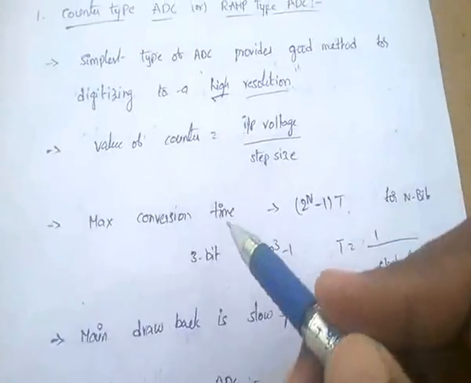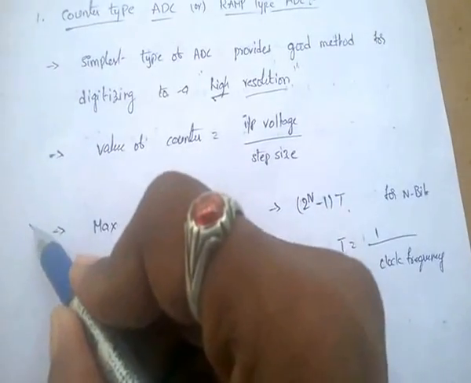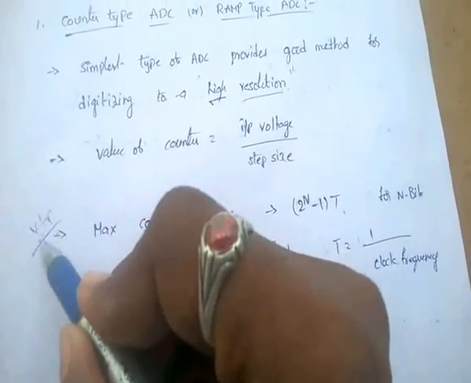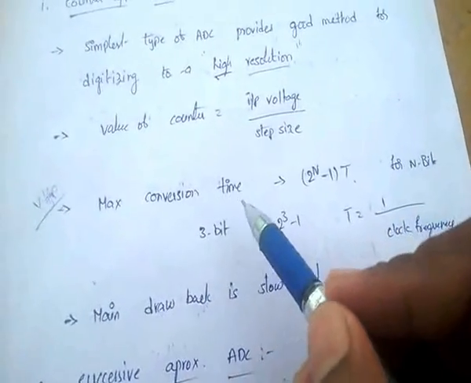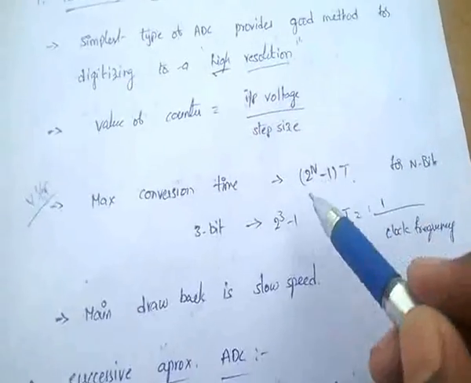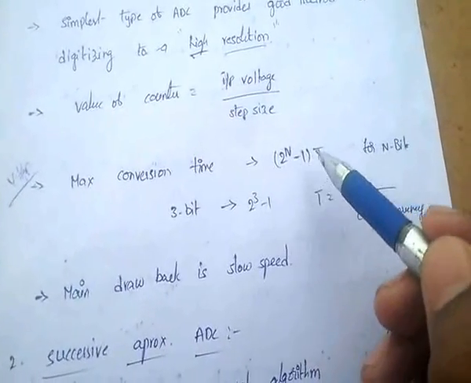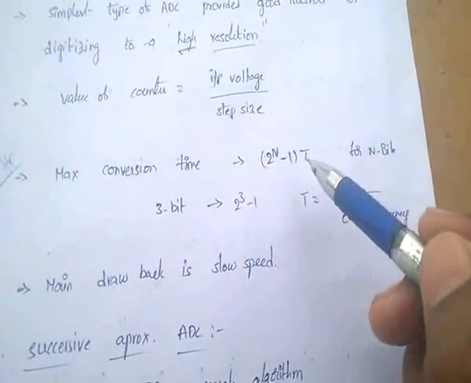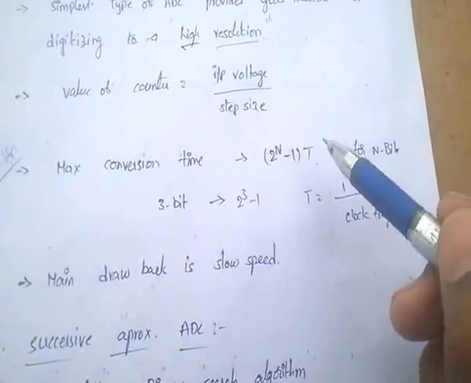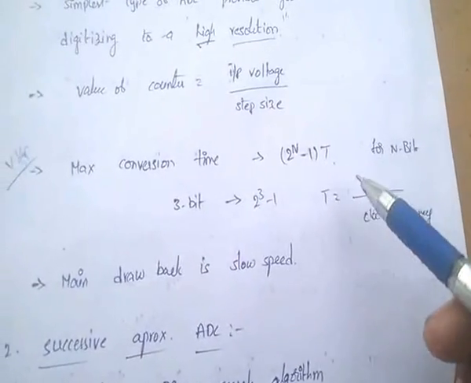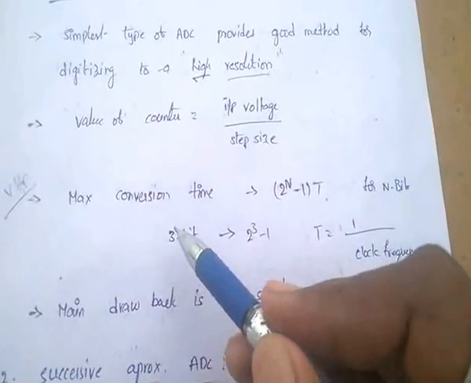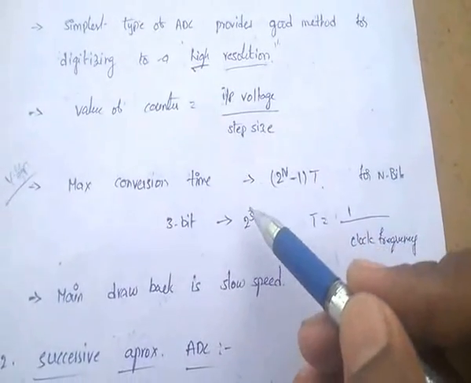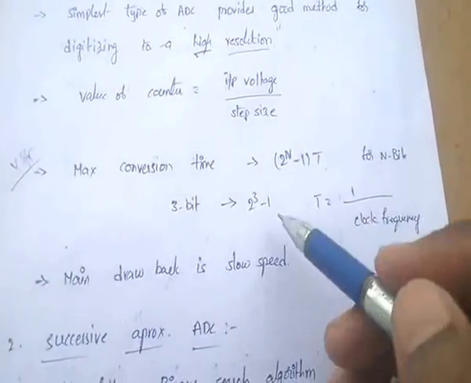In this counter type, the maximum conversion time, very important, the conversion time of ADC, is 2 power n minus 1 into t. N is the number of bits, and t is 1 by clock frequency. For example, for a 3 bit counter type ADC, the conversion time is 2 power 3 minus 1 into t seconds.